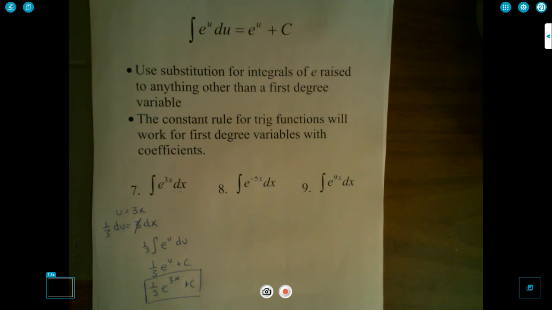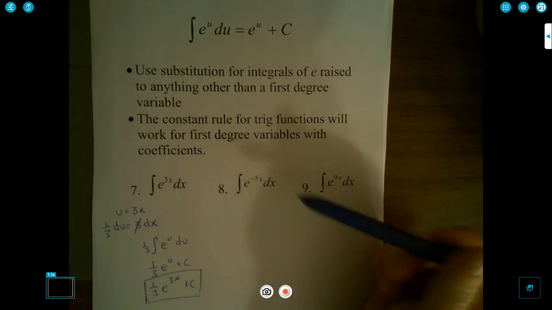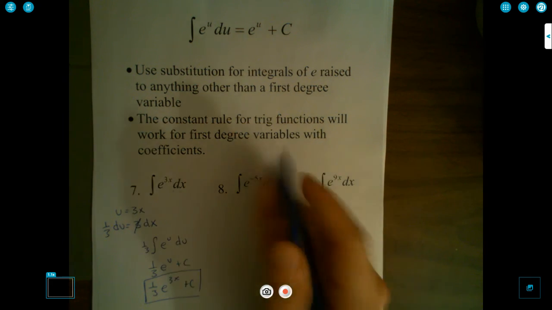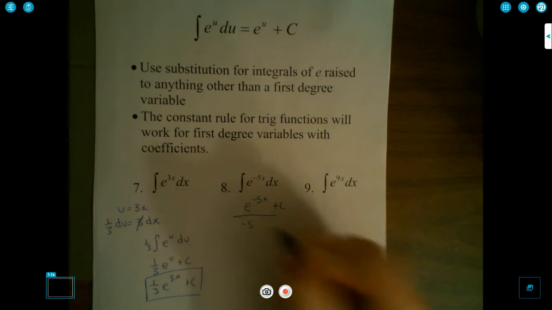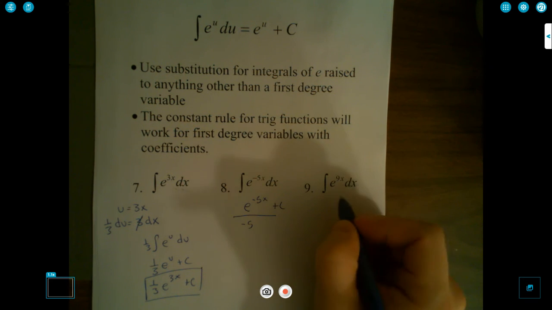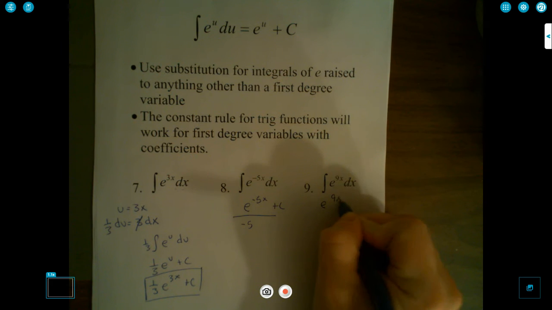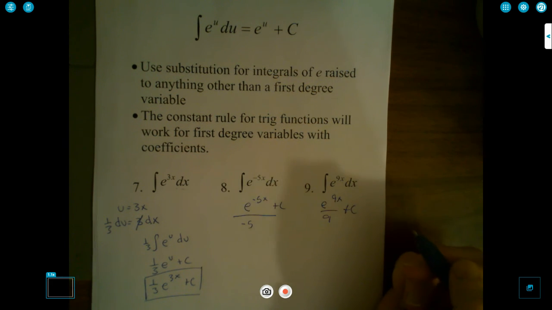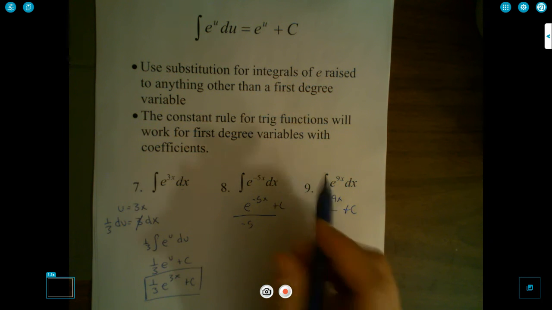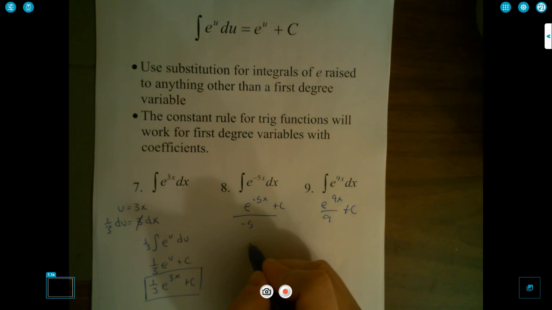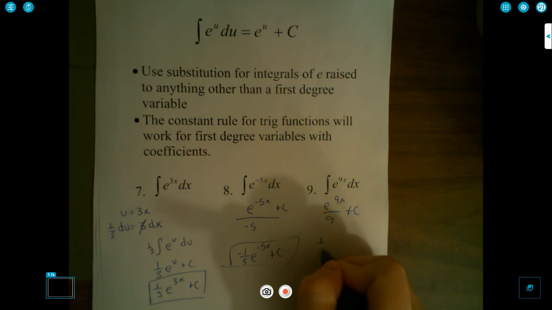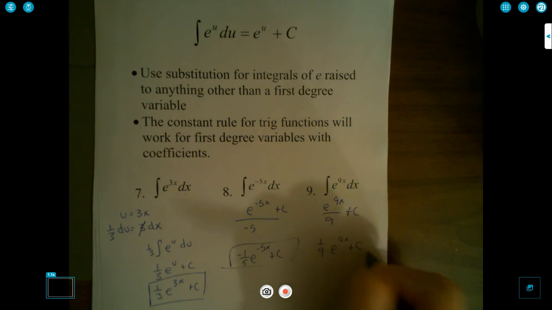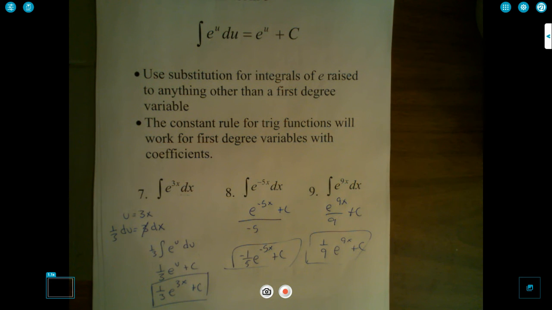Okay. I'm not going to write all this out. You should get in the habit of doing this pretty quick. I go ahead and integrate it. It's going to be the same. e to the negative 5x plus c. Let me divide by negative 5. Do this one right here. It's going to be e to the 9x over 9 plus c. Done. If you wanted to, you could also rewrite these. It doesn't really matter. But you could rewrite these as negative 1/5 e to the negative 5x plus c. And you could also write this one as 1/9 e to the 9x plus c as well. Those also work out.